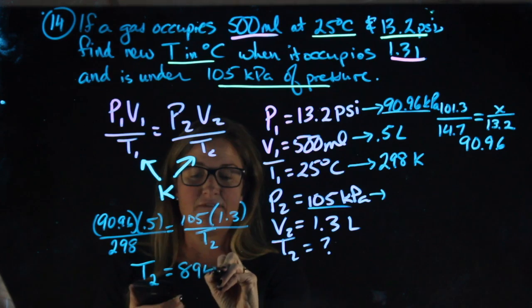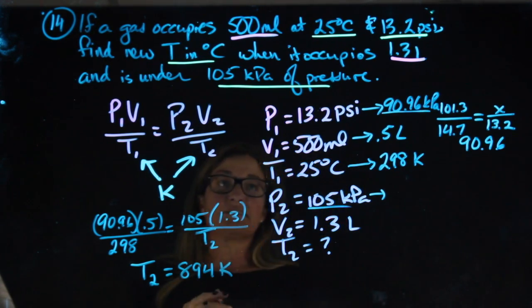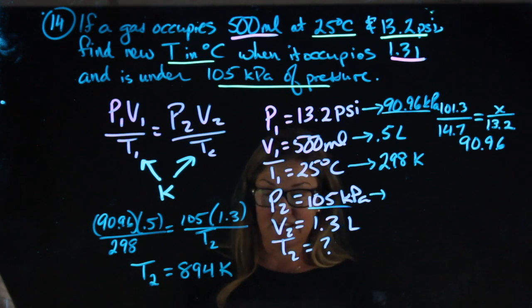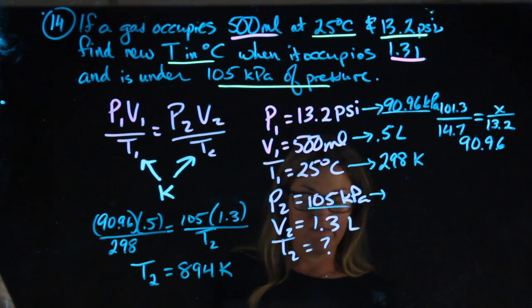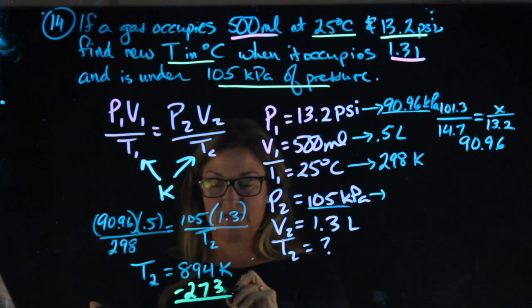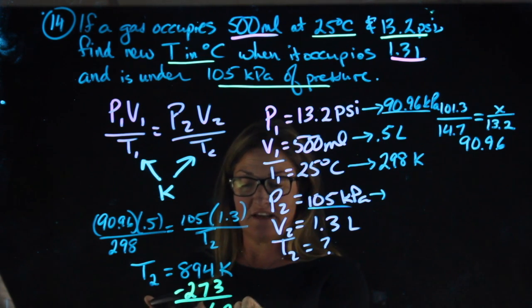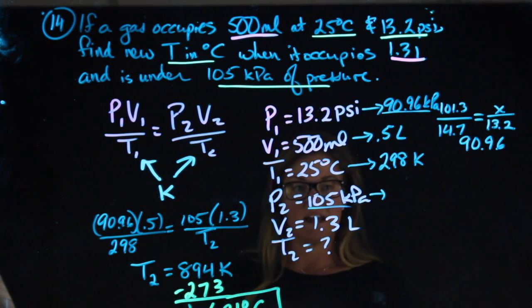to be 894 Kelvin. We were asked to find the temperature in degrees Celsius. Though I solve it in Kelvin, I convert afterwards by subtracting off 273, giving me 621 degrees Celsius as an answer.